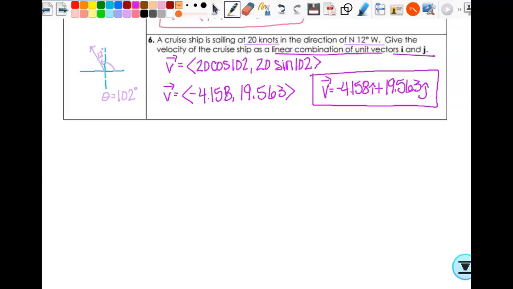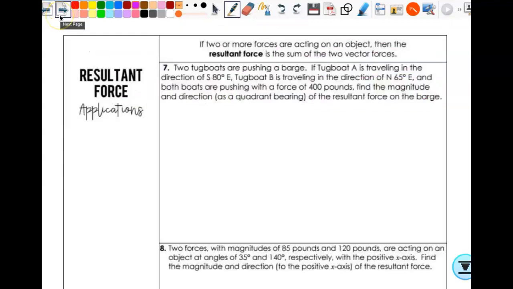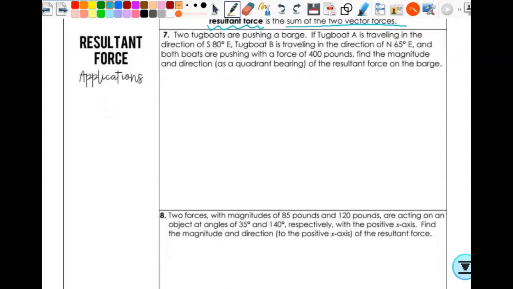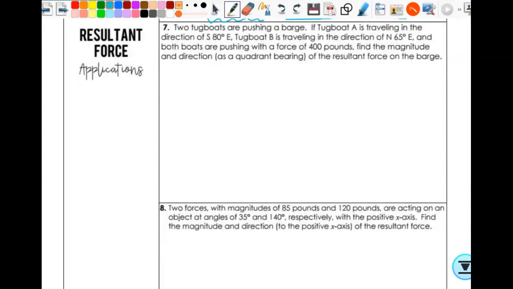All right, so now we're going to have a resultant force, meaning that we're going to have more than one vector. So if two or more forces are acting upon an object, then the resultant force is the sum of the two vector forces. So here we have two tugboats that are pushing a barge. If tugboat A is traveling in the direction of south 80 degrees east, let's take care of that angle first.